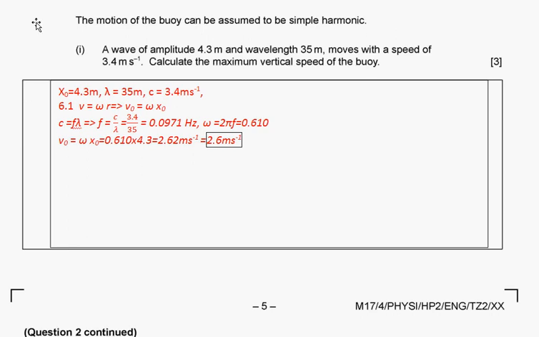The motion of the buoy can be assumed to be simple harmonic. A wave of amplitude so much, wavelength so much, moves with speed so much. Calculate the maximum vertical speed of the buoy. Here we have a vibration of the buoy up and down, and the wave moves some way forward at 90 degrees.